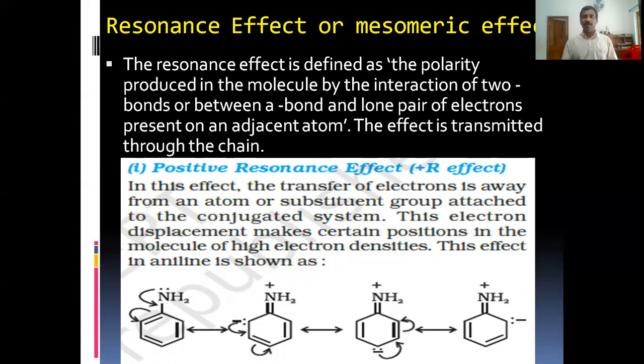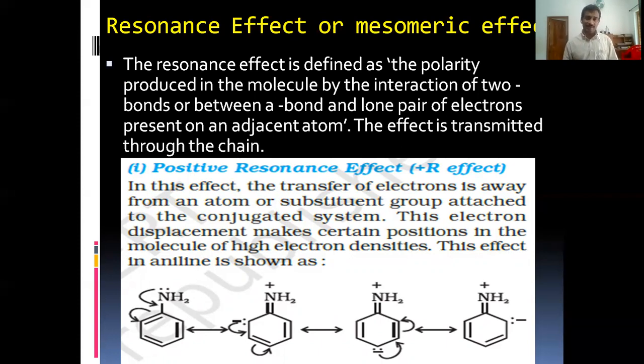Resonance effect involves the shifting of pi electrons. Inductive effect is shifting of sigma electrons, but resonance effect is shifting of pi electrons. Pi electrons shift toward a carbon atom carrying a lone pair, or move away from a carbon atom carrying a lone pair. A lone pair can come to form a bond, and at that time the bonded pi electron will shift to another atom. Such a shifting is known as resonance effect.